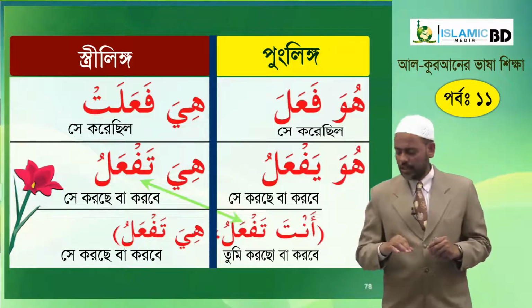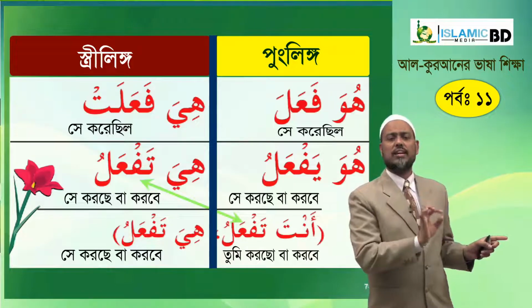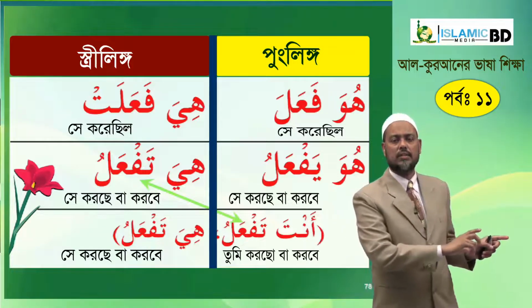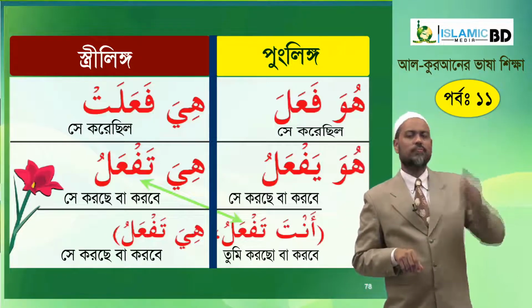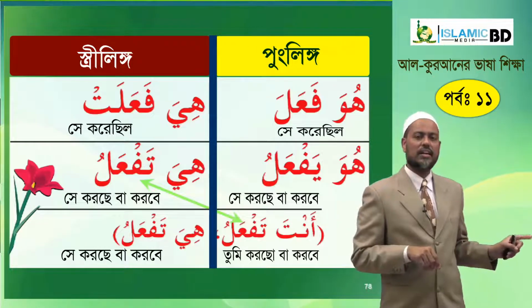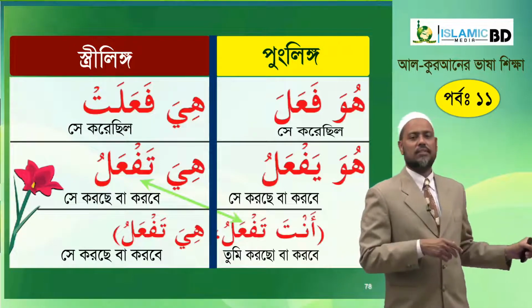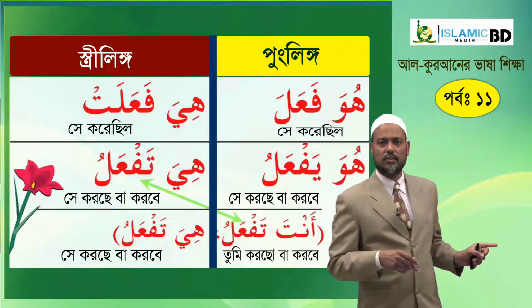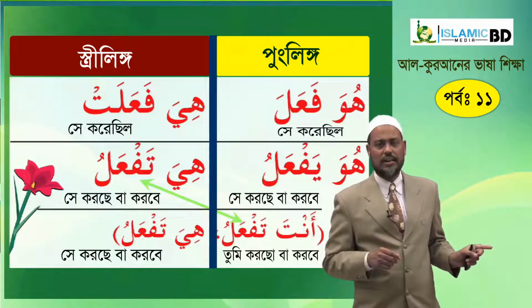Now all you have to do is, I will say huwa fa'ala hiya, you will say fa'alat. You will just answer fa'alat. And huwa yaf'alu hiya taf'alu. Some sisters' names are Nighat, Nuzhat. So I say Nuzhat fa'alat, Nighat fa'alat. Okay, just to remember. So huwa fa'ala hiya fa'alat.